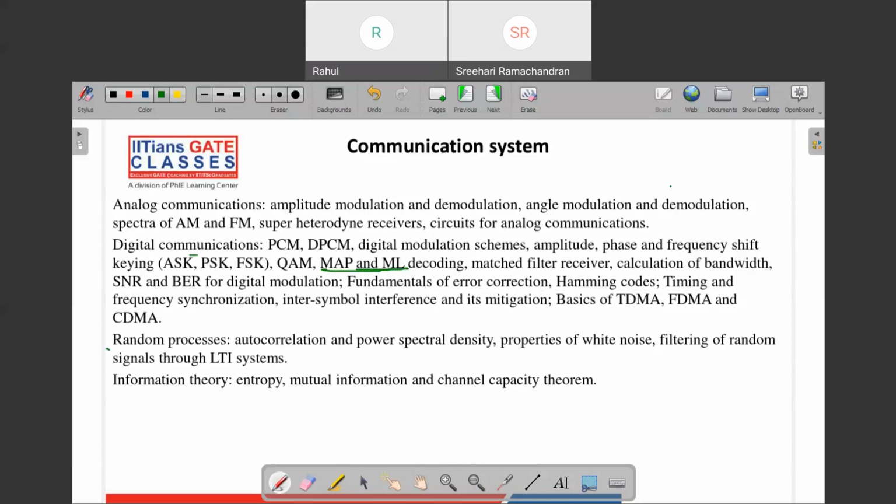And then we have random processes and random variables. And the last topic is information theory and encoding. So we will start with the analog communication.